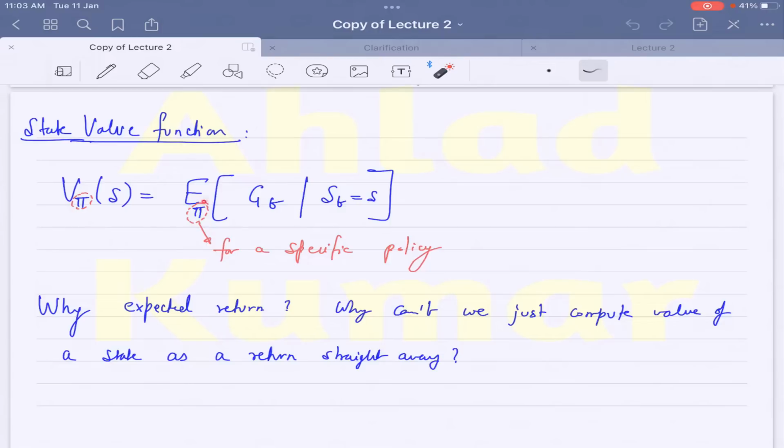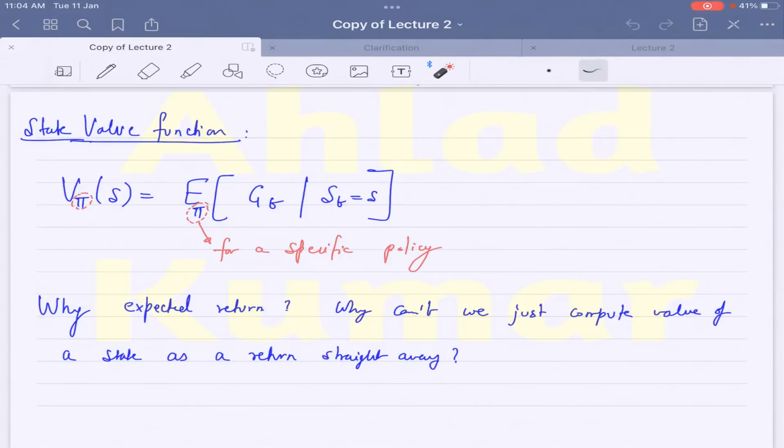Earlier this policy was not there in case of Markov reward process because there were no actions involved. Here in case of Markov decision process we have actions involved. So you will have the value of any state depending upon the specific policy that you are following. Different policies will have different values for that particular state. That's why it's policy dependent.